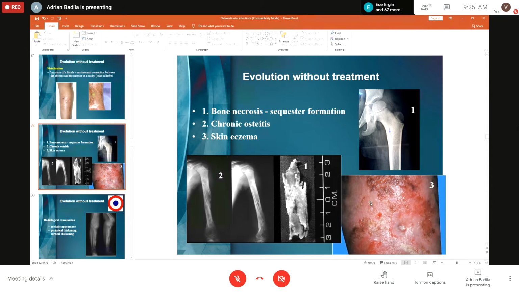And different images. On the first image, we can see here a sequester. That means a fragment of necrotic bone. Here we have chronic osteitis with the formation of a sequester, here a necrotic bone, and this is the part of the bone, the sequester, the necrotic bone after excision, and an image with skin eczema above an acute osteomyelitis.